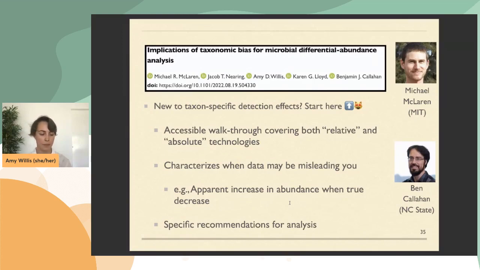Another thing that's really a great contribution of this paper is that it characterizes the situations that give rise to the problem I spoke about earlier, where detection effects can lead you in the wrong direction in terms of the magnitude of effect size, leading you to believe that there's a decrease in relative abundance when in fact there's an increase, for example. And it's also really nice because there are quite specific and clear recommendations for how you might do your microbiome data analysis in the presence of some of these artifacts. So do check out this paper as well.